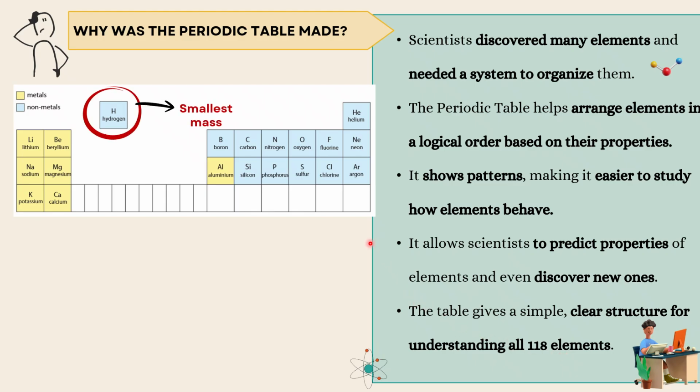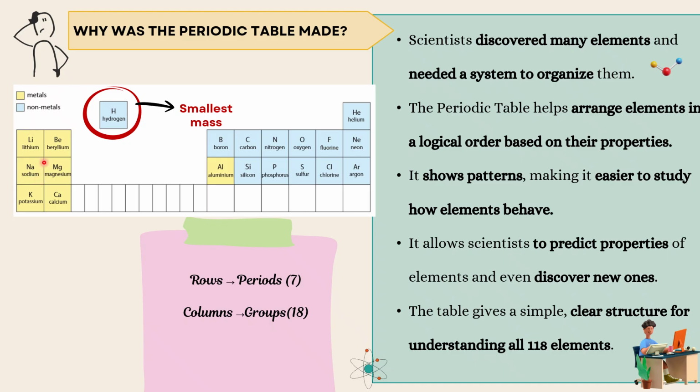Now, there are a few things that you should know about the periodic table. Hydrogen is the element with the smallest mass in the whole periodic table. All other elements have higher mass than hydrogen. Next, the periodic table consists of rows. These horizontal lines are called rows, and in scientific language we call them periods. There are 7 periods in the periodic table.